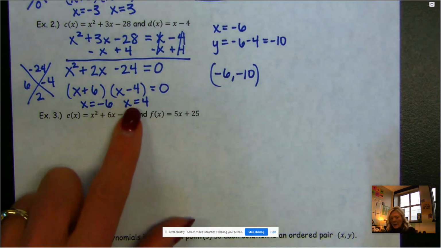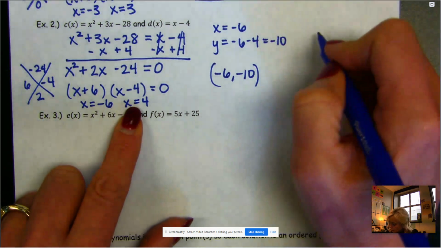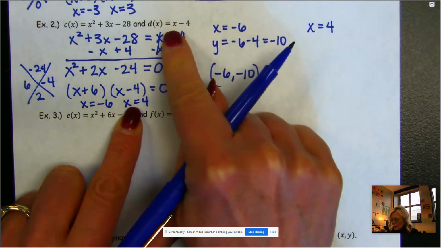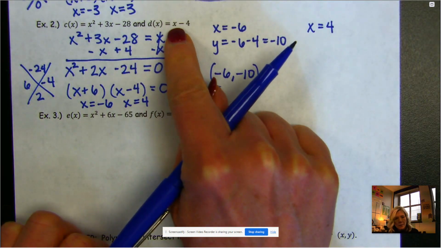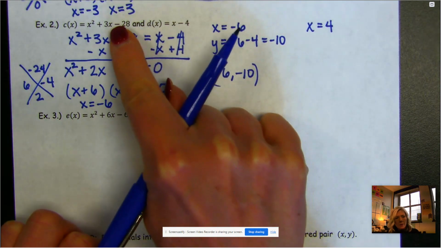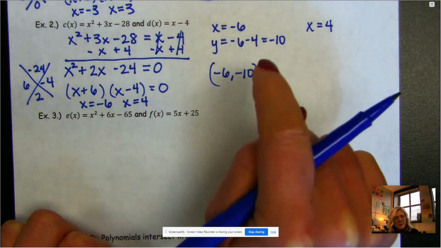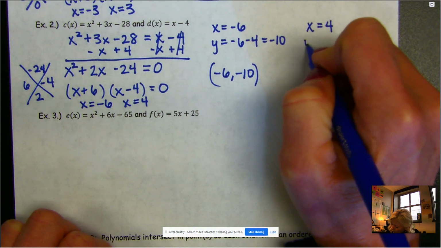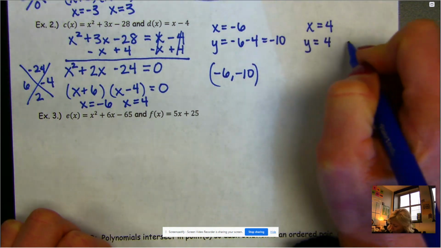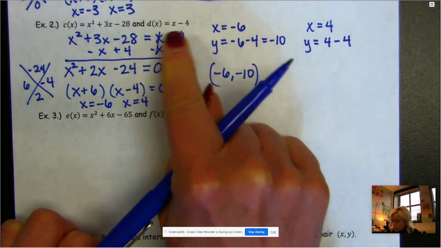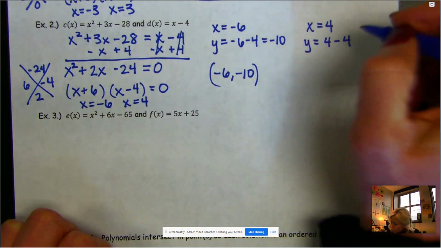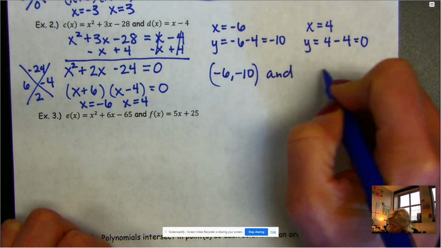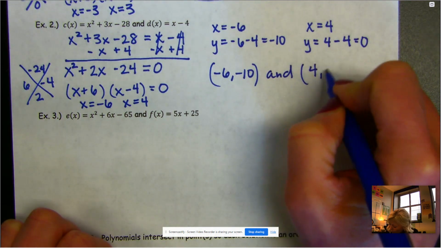Okay, and then for the second solution, x equals 4, again, I'm going to choose to plug it into this equation rather than this one because it's a little bit less work. So when x is equal to 4, y is equal to the x value minus 4. Again, x minus 4, which is 0. So the other point of intersection is 4, 0.